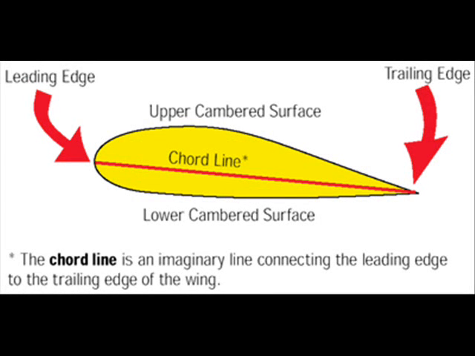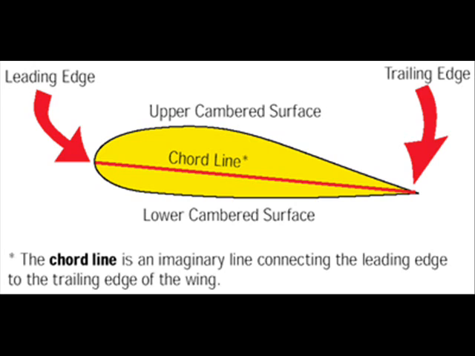Well, the wing has several distinct parts: the upper cambered surface, the lower cambered surface, leading edge, trailing edge, and chord line, as shown in this picture. And this picture shows the five components of a wing. Notice that the upper cambered, meaning curved, surface seems to have a greater curve to it than the lower cambered surface. This isn't accidental. In fact, this is so important that we'll talk about it in detail shortly.